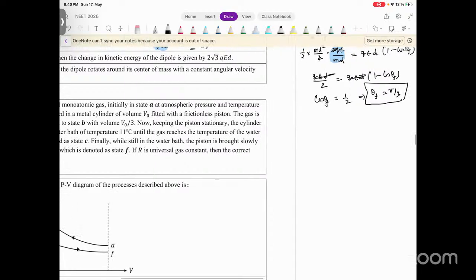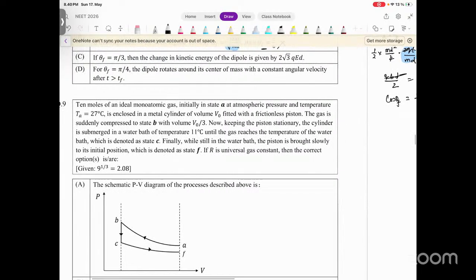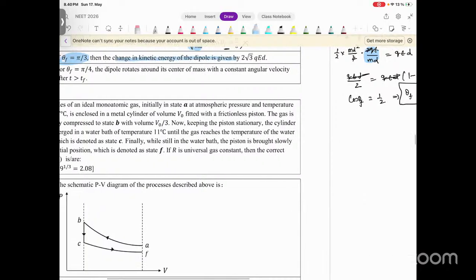Now, the third option. What he has given is, if theta final is equal to pi by 3, the change in kinetic energy of the dipole is how much, is what is being asked. Okay.